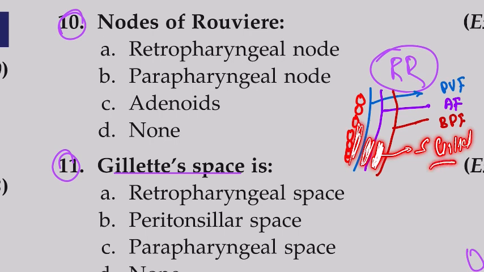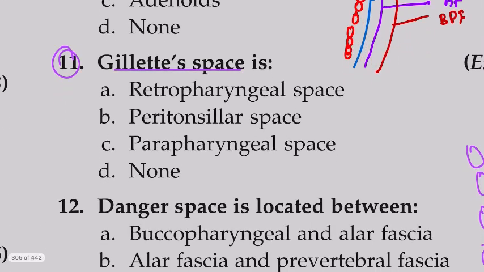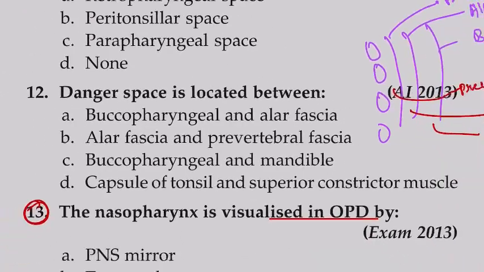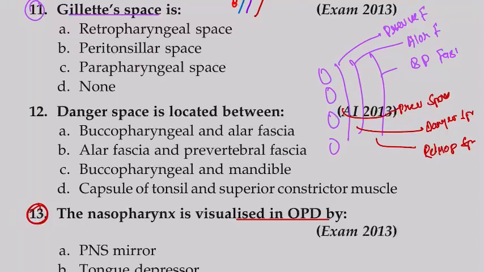From this retropharyngeal space, we are going to talk about different MCQs. Here the Gillette space is the retropharyngeal space. The danger space, as I have already said, is between the prevertebral fascia and the alar fascia. So for number 12, B is the right answer.